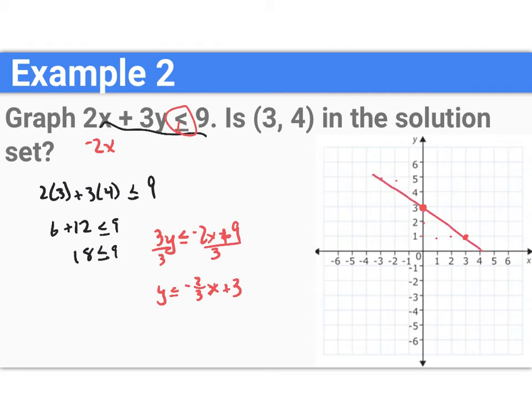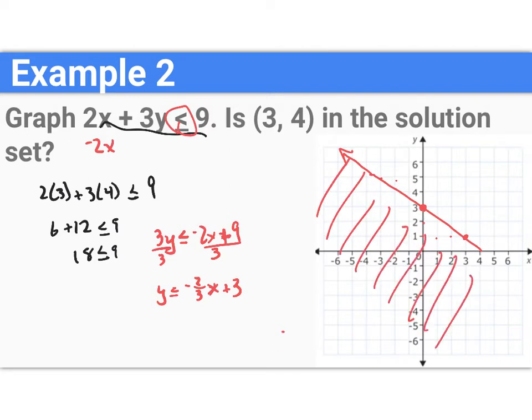So my line is like that. It's solid. Every point on the line is included in the solution set. And it is less than. So that means every point down here satisfies the equation. And where's (3, 4)? (3, 4) is not in the solution set. (3, 3) is not even in the solution set. But (3, 1) is. And what we can do to prove it is put it in.